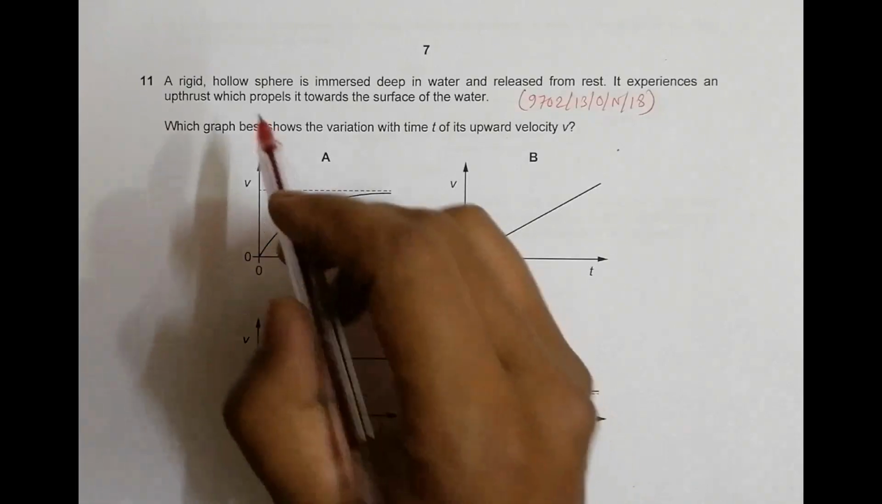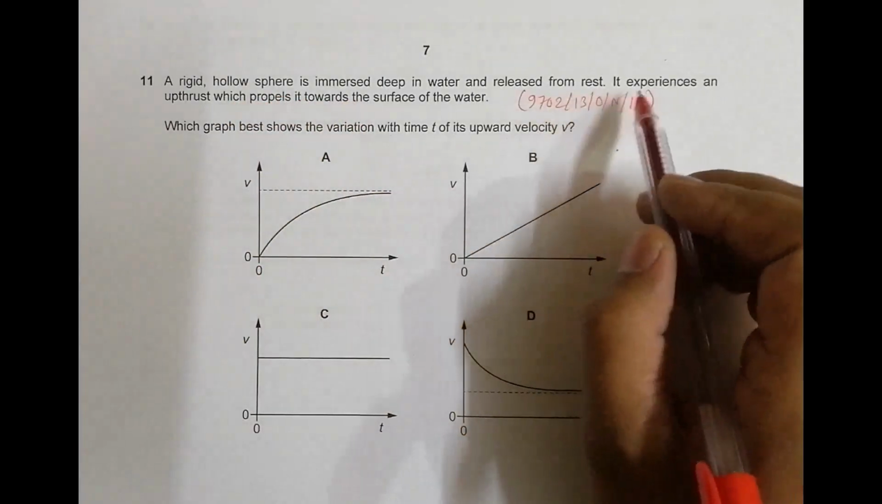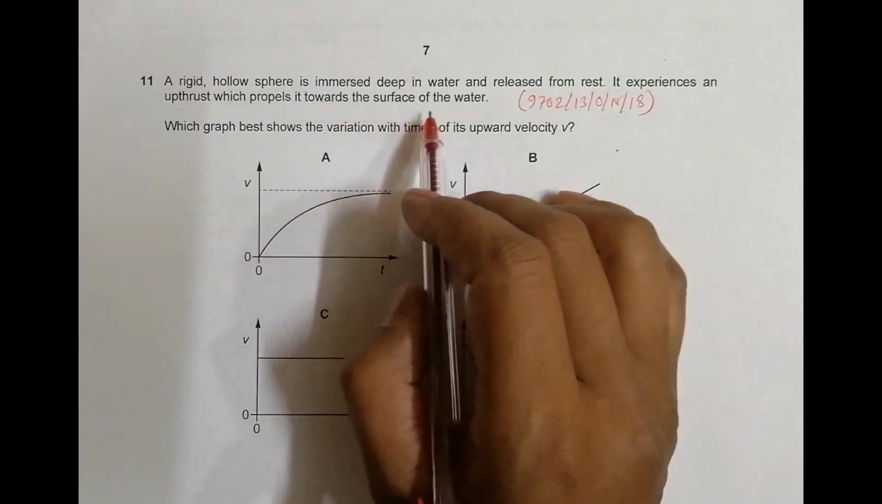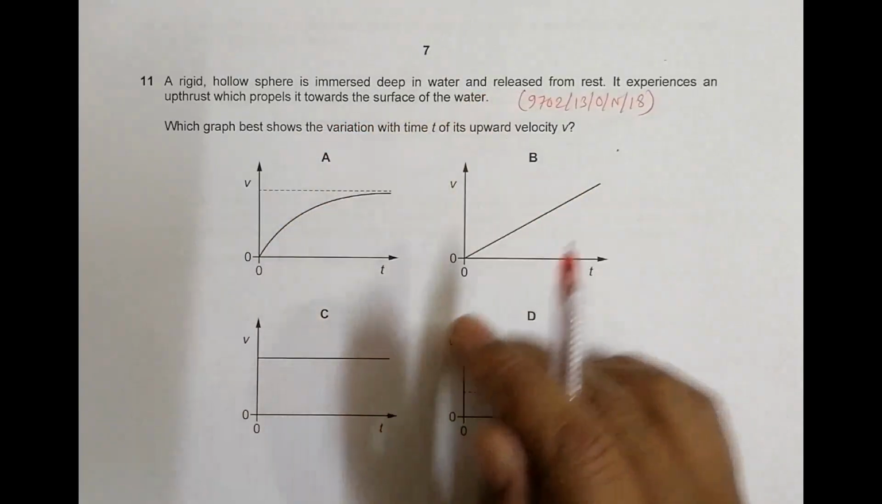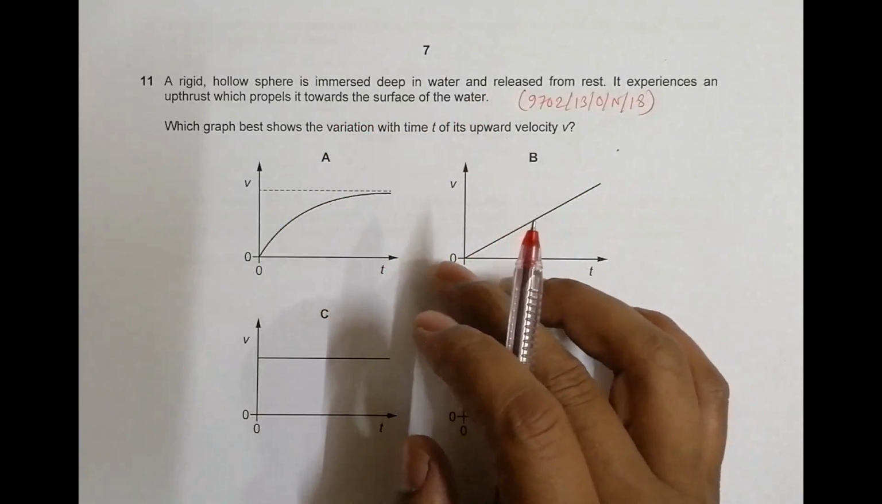So it says that a rigid hollow sphere is immersed deep in water and released from rest. It experiences an upthrust which propels it towards the surface of the water. So that means upthrust force is higher than the weight of the body.